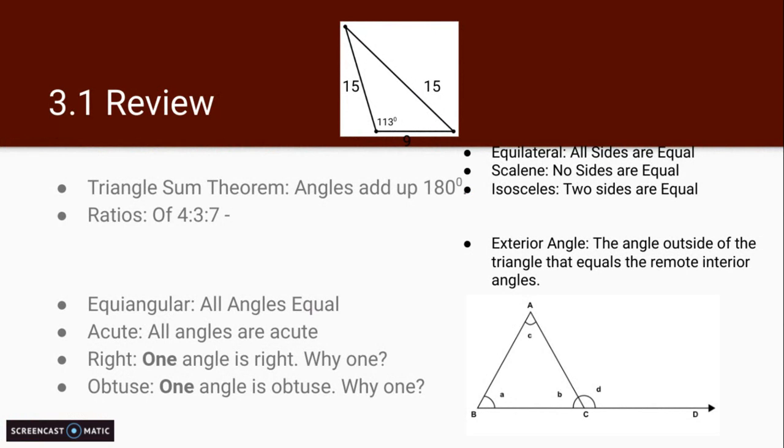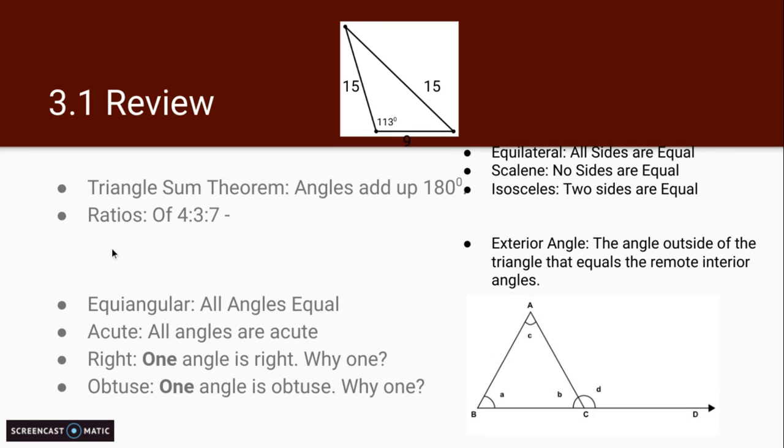First we have 3.1, and I'm going to go through this kind of fast. The triangle sum theorem is that all the angles in a triangle will add up to equal 180 degrees. When you have ratios, I meant to put a picture on here, but I forgot to. If there's a triangle and it asks what the ratio is, and there are three numbers with colons in between them, you just add x's onto all those numbers. That's not the side lengths, it's the angles. So you put in 4x, 3x, and 7x, then set them equal to 180 and solve for x that way.